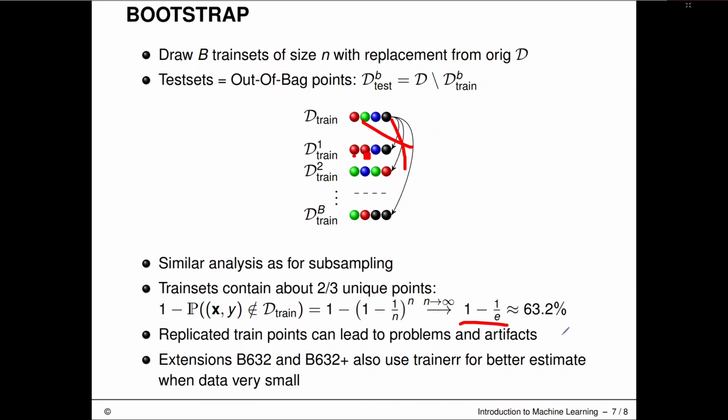And there's another problem, which is why Bootstrap is not so popular anymore nowadays in machine learning performance estimation. These replicated training points can actually lead to problems during fitting, into certain artifacts when running machine learning algorithms.